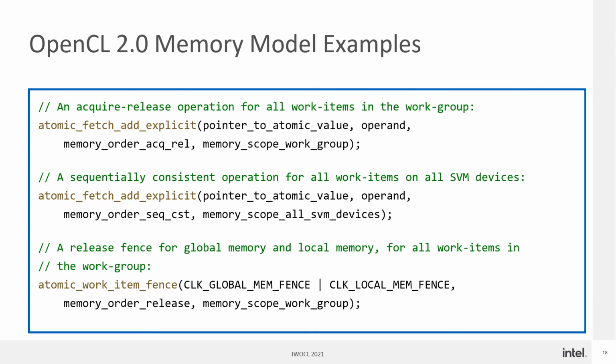And finally, we can have a release fence that's going to work on global memory and local memory for all work items in the work group. And if we wanted this release fence to only work on global memory or to only work on local memory, we just need to change the memory fence flags.